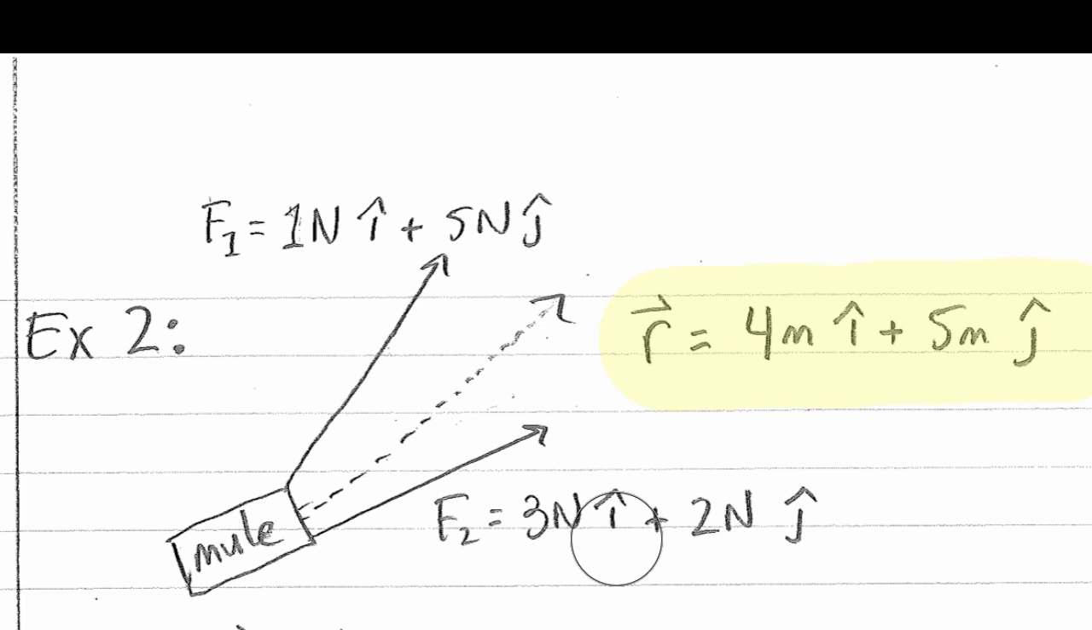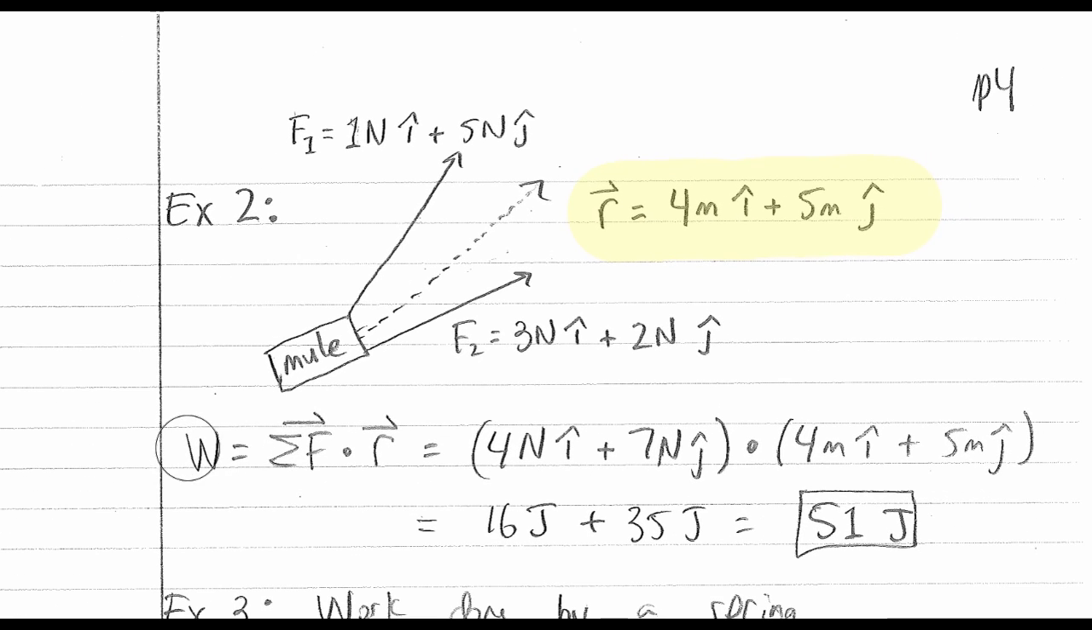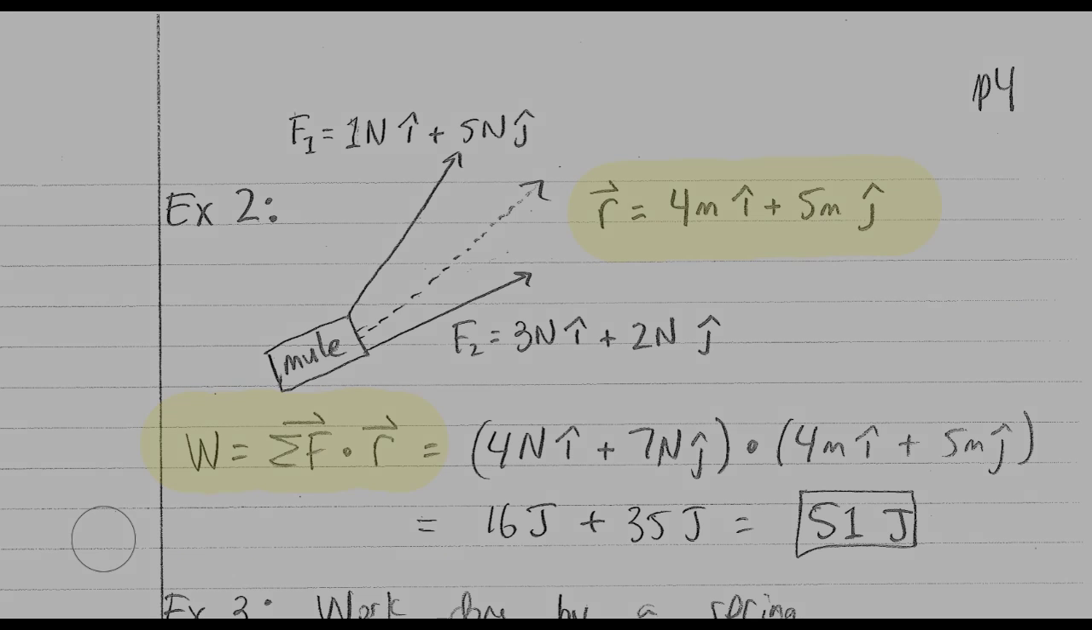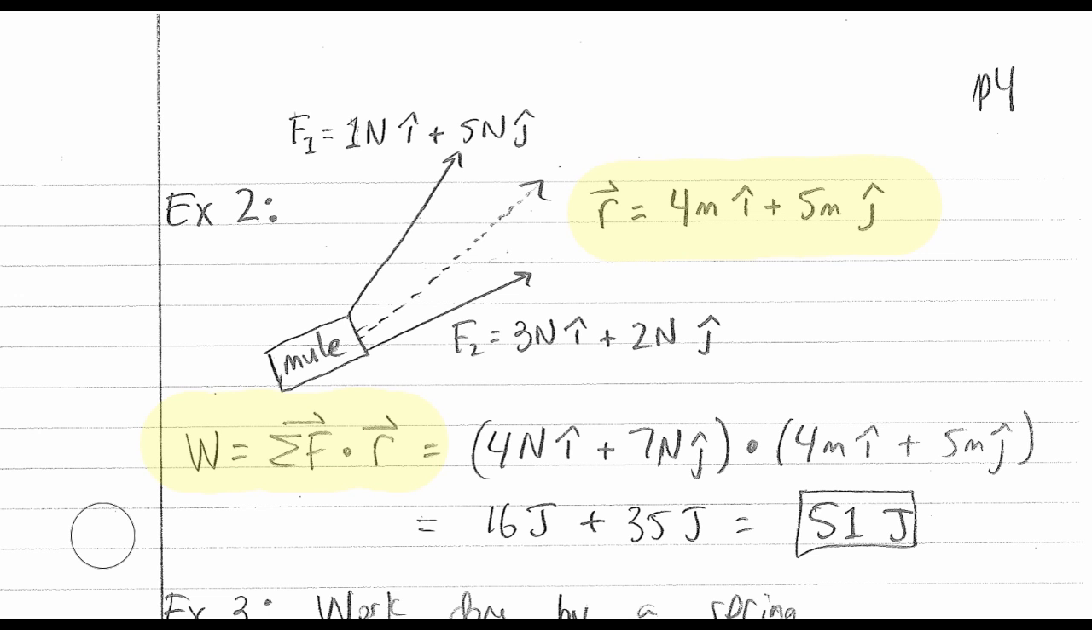So in order to figure out the work done by the farmhands on the mule, and hence the change in kinetic energy of the mule, we have to do a dot product: F net dotted with R, the displacement. The great thing is that if you have unit vectors all set, dot products become incredibly simple. In fact, we won't have to figure out a single angle here.